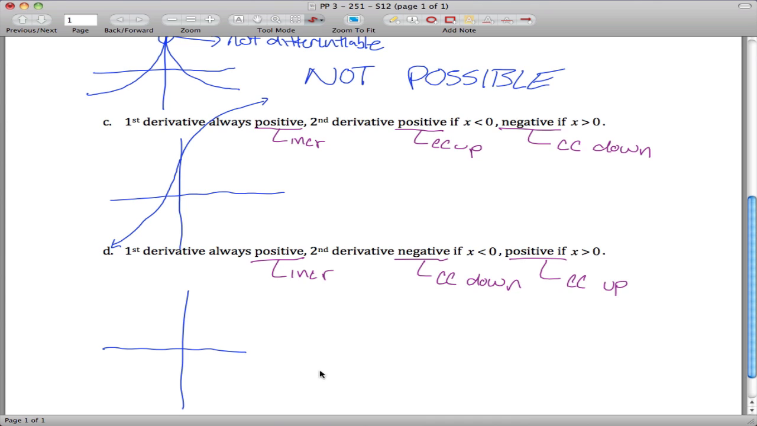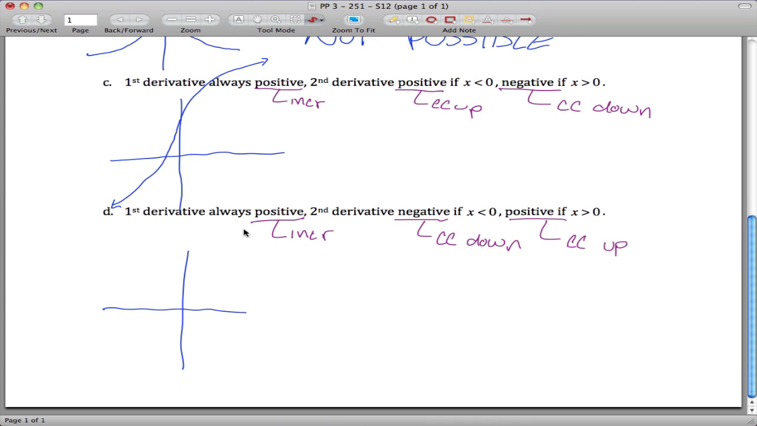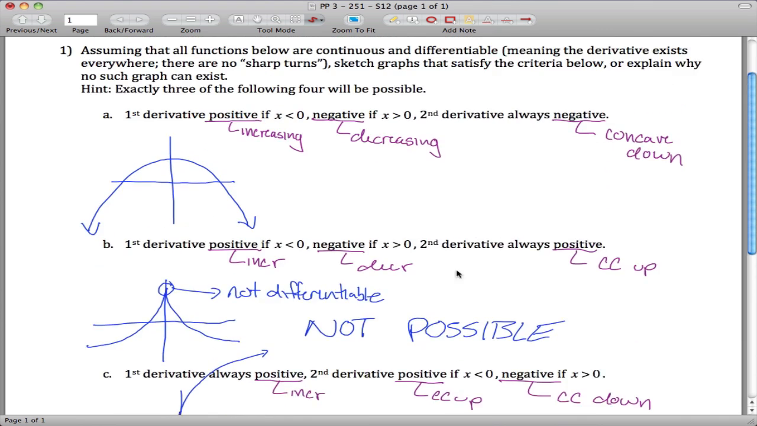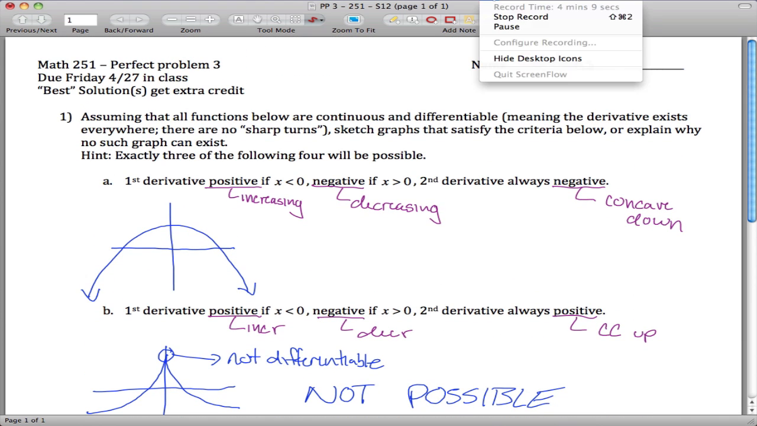And part D is very similar to part C. It's always increasing again, but now it goes from concave down to concave up. Okay, kind of the same idea. We're concave down here, but we're increasing, and then we switch to concave up. But note, we're always increasing. It never gets flat anywhere in there. So I think what we have is all the graphs, or examples of all the graphs, so that's the end of this problem.